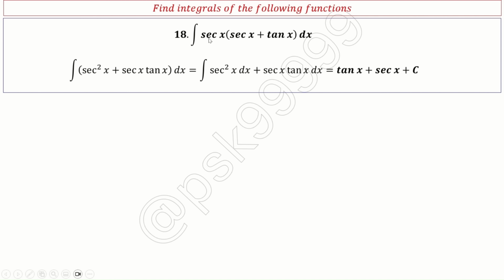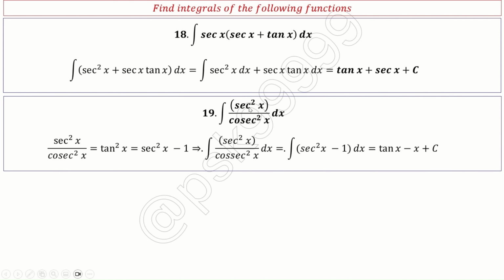Okay, integration of secant x into secant x plus tan x. So I can write, if I multiply this secant x, if I take inside bracket, it will become secant square x plus secant x tan x. Now I will apply individually integration of secant square x with respect to x plus integration of secant x tan x dx. Okay, so integration of secant square x is tan x, integration of secant x tan x is nothing but secant x plus c.